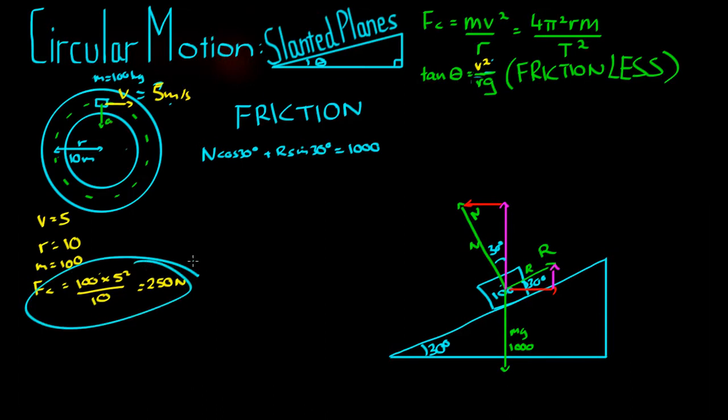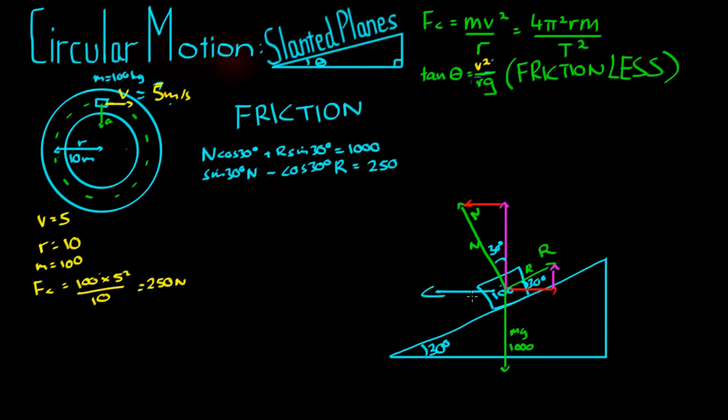Furthermore, the centripetal acceleration, which we've identified straight off the bat, has to be provided by this force here and this force here. So we can say that sine 30 degrees N, take away, since this is acting the other direction, cos 30 degrees R is equal to 250 newtons. So the net force is there. I've counted this as the positive direction, so this is a positive vector and this is a negative.